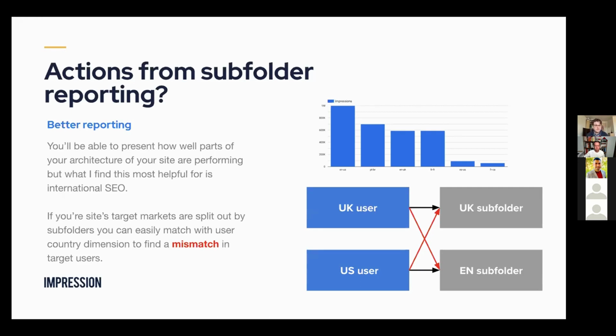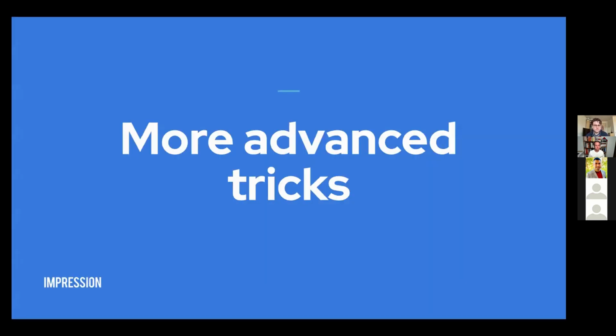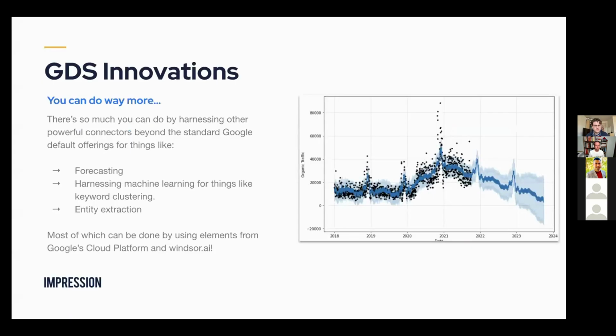So that's where I find this kind of reporting is really useful if you're doing international SEO, and essential as well, because it gives you a better overview of how you're doing in that regard. So in terms of some more advanced tricks, those are the things you can, as I mentioned, do within just box standard Data Studio.